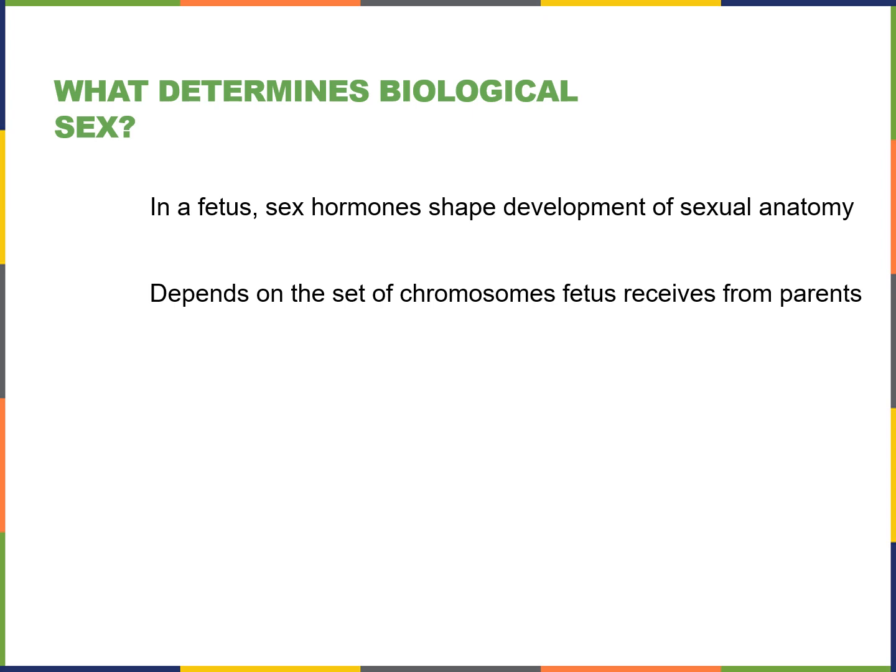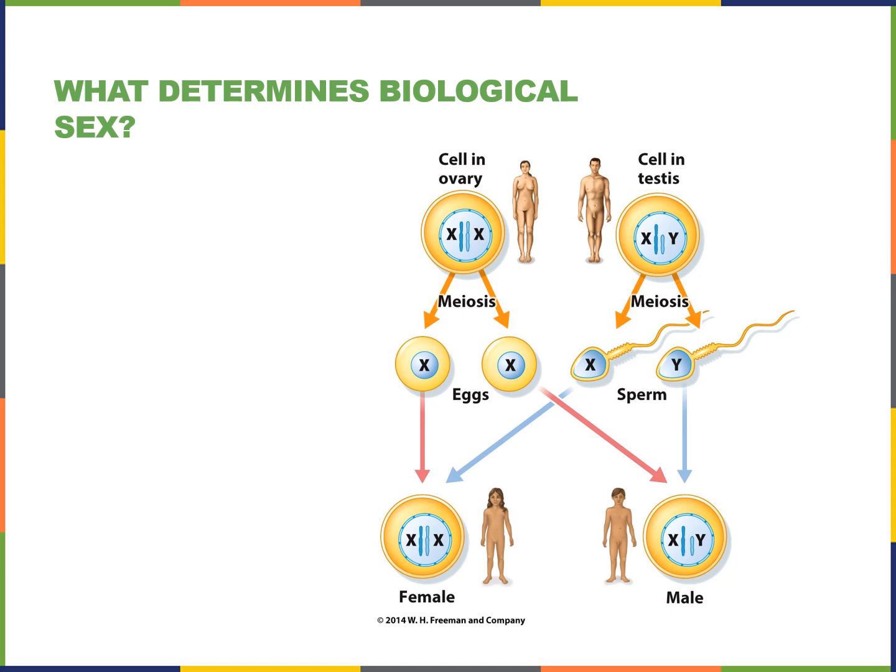So what actually shapes the development of our sexual anatomy? Well, that depends on the set of chromosomes that the fetus receives from the parent. So again, we have gametes or sex cells coming from males and females. Females have an XX, an X chromosome and an X chromosome. Males, you have an X and a Y. Okay, so mom can give either an X or another X in her eggs, right? Because we can only give up one. This is basically like her allele, you could think of it as, but it is a chromosome. Males in sperm, you can give up either an X or a Y.